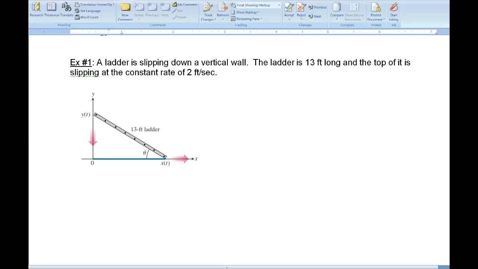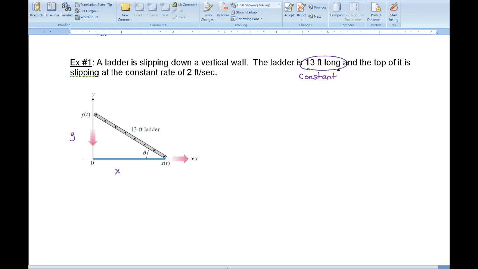Now what we want to do is, the picture's already provided for us. We want to label the picture. Let's use, this will be x and this will be y. The ladder is 13 feet. So this 13 feet, this is constant. The ladder's not changing size. It's 13 feet, it's not getting bigger or smaller. It might be one of those letters that you can change that. Yeah, it could be, but it's not.